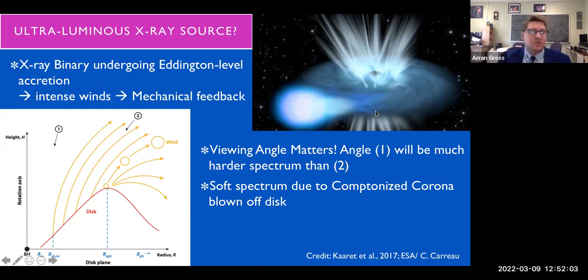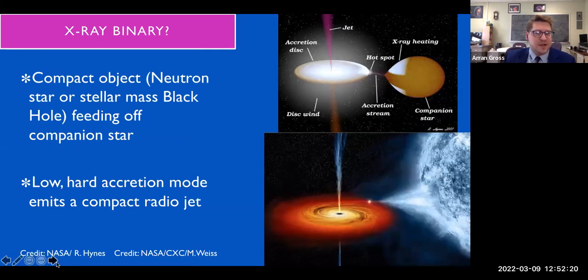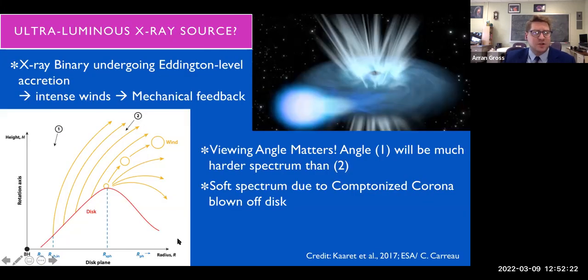The signature that we'd look for with this one really depends on the viewing angle. If we look right down the barrel of the jet in this cross-sectional figure here, we would still expect a similar signature as we did in a normal run-of-the-mill X-ray binary. It would be a relatively hard spectrum. If we've got any angle of inclination that looks into these winds that are blowing off, all of a sudden we might be looking through some comptonized corona being blown off the disk, and we would expect a softer spectrum.